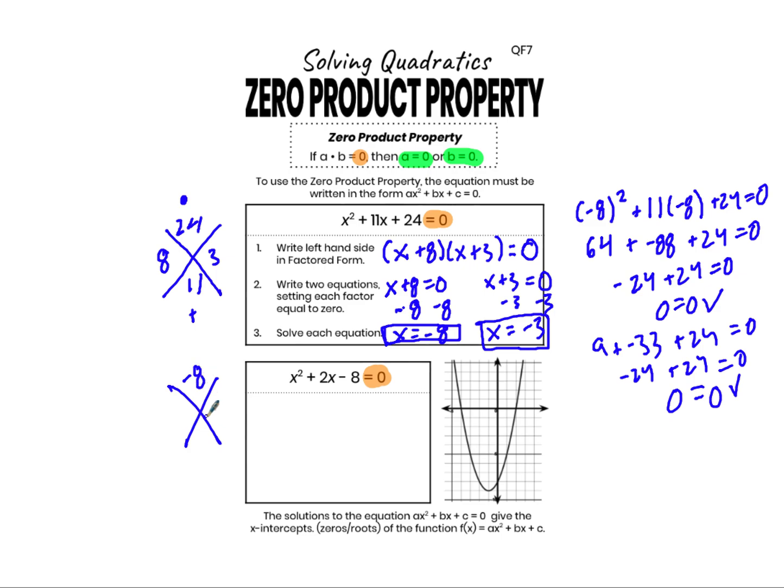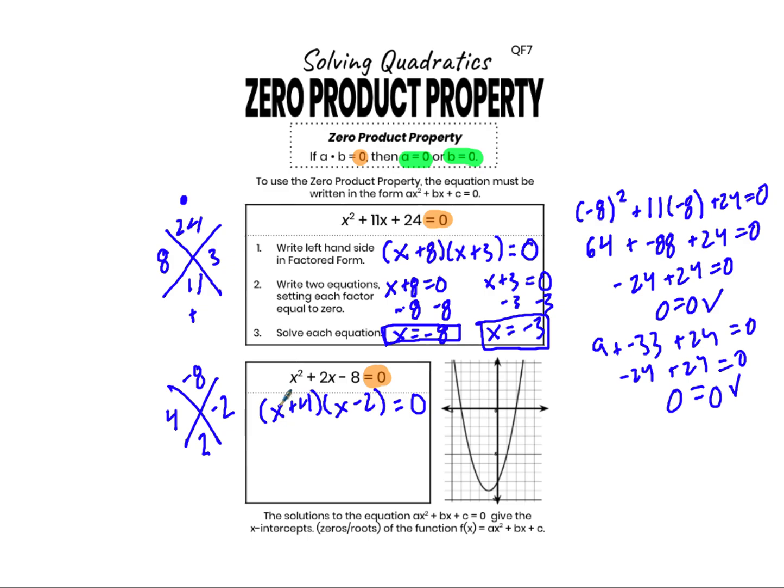First step is to write the left-hand side in factored form. What two numbers multiply to negative 8 and add to positive 2? Those two numbers are 4 and negative 2. 4 times negative 2 is negative 8. 4 plus negative 2 is positive 2. So I'm writing that left-hand side in factored form. Not forgetting to write equals 0 because that is the equation that I'm solving.